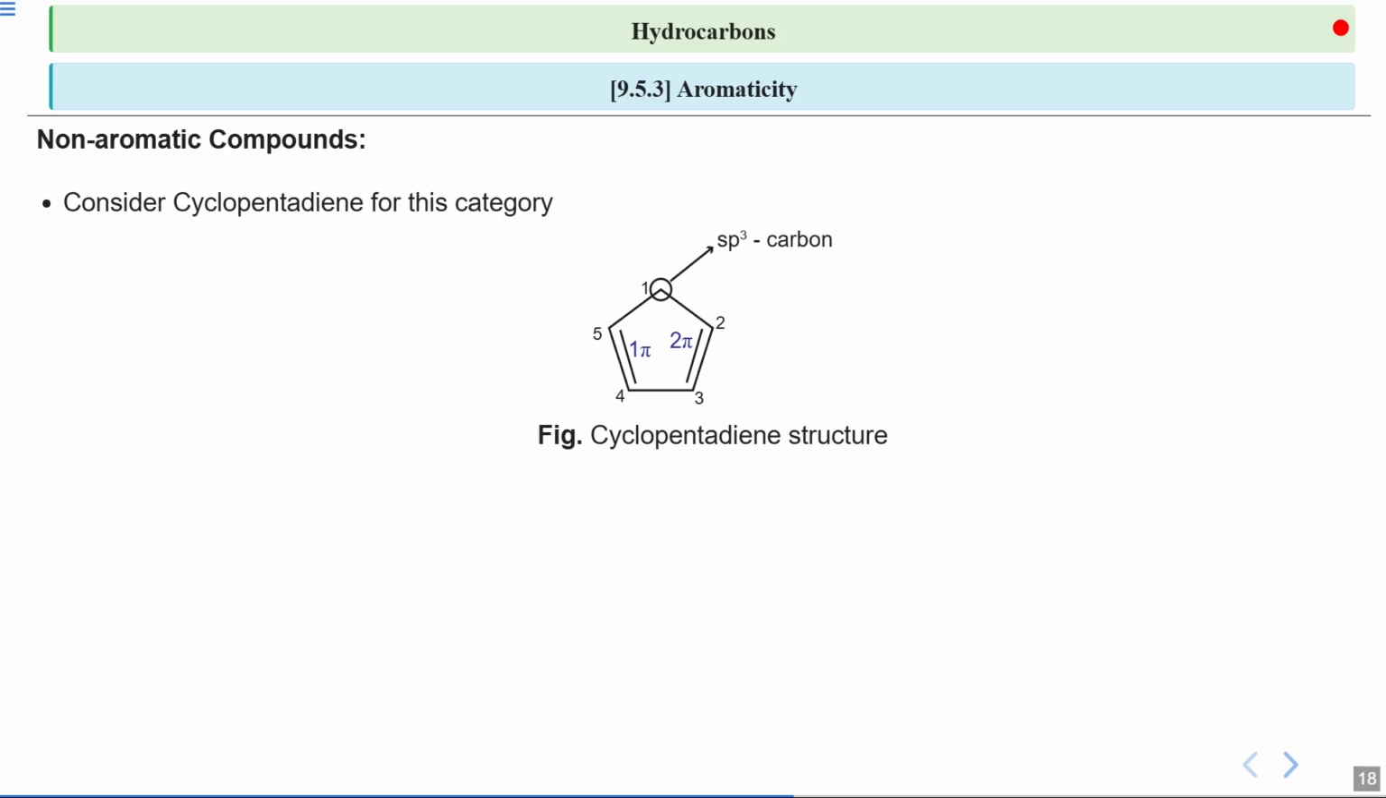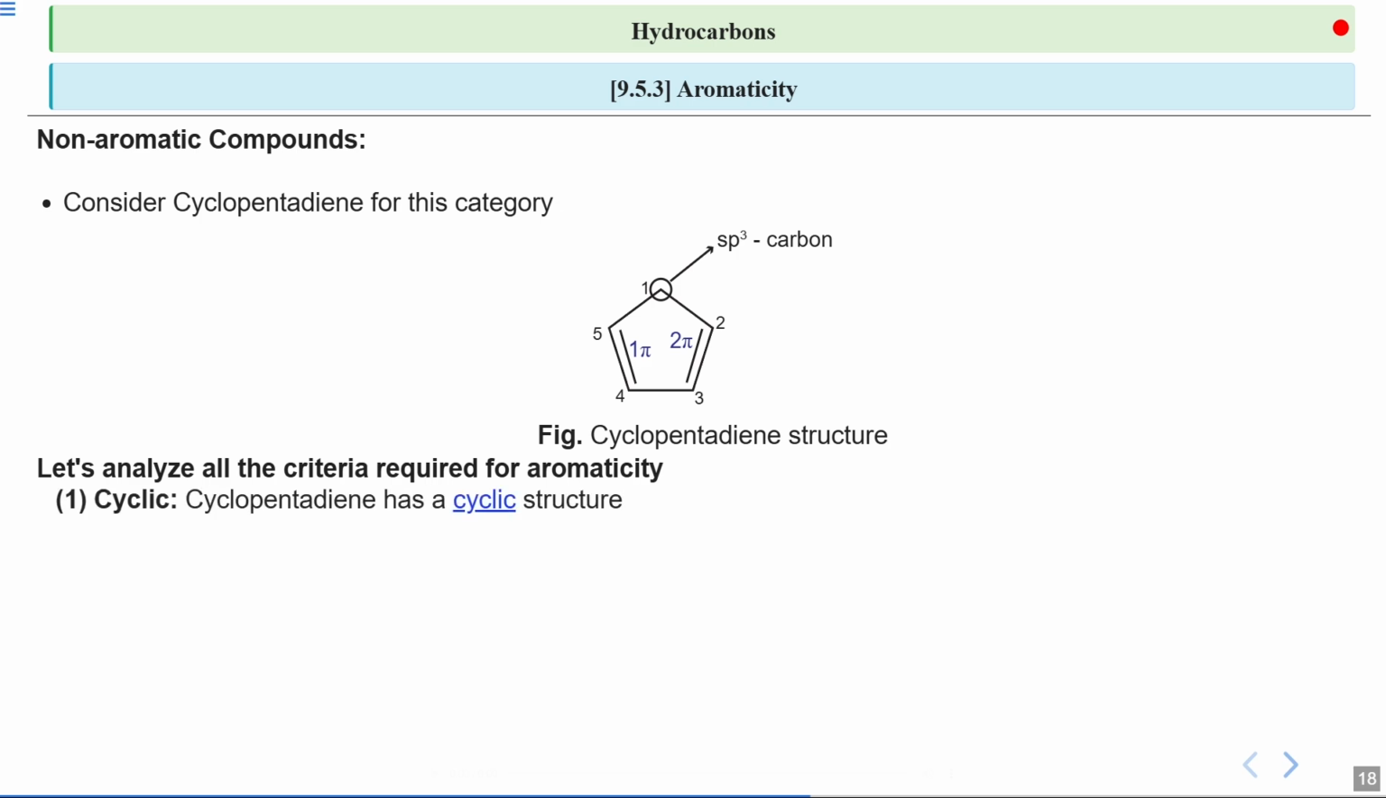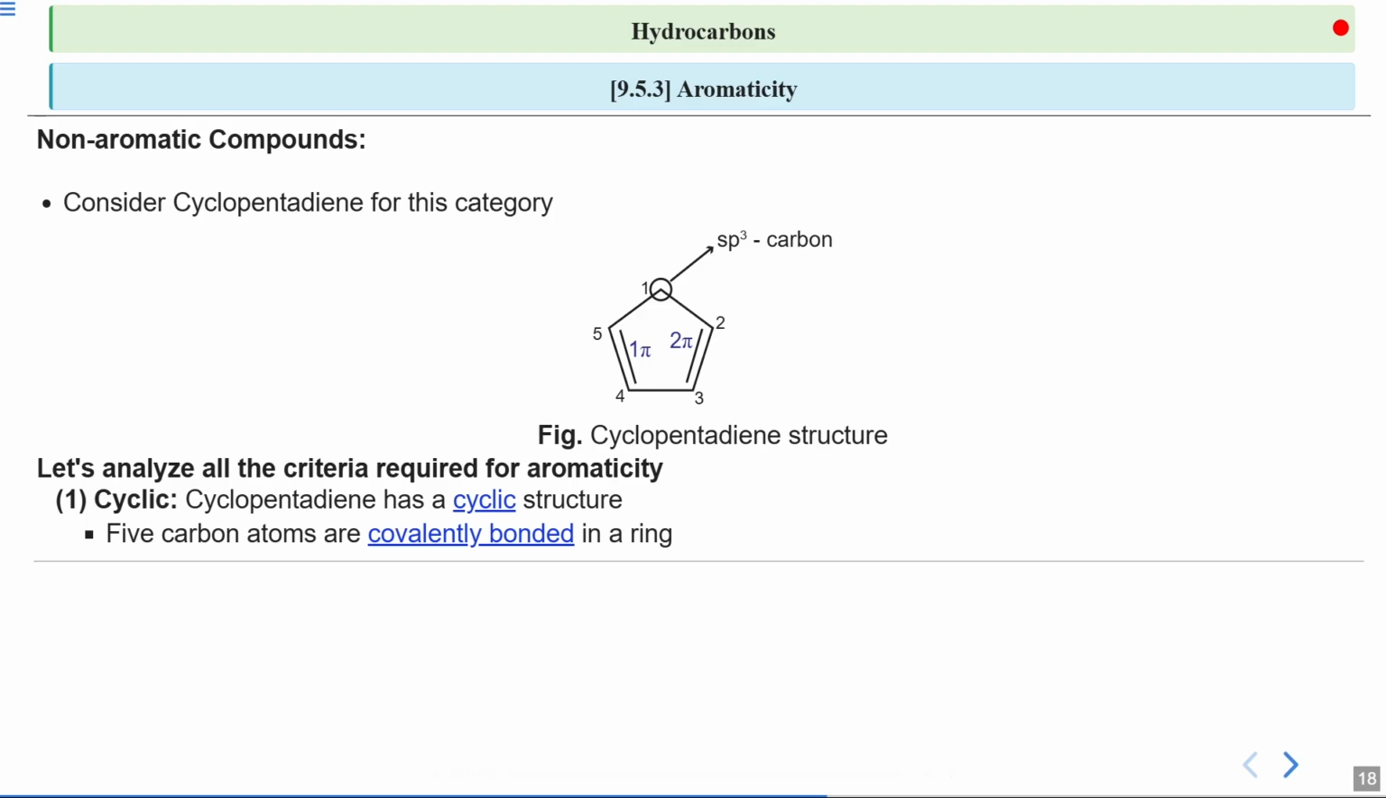So here is your cyclopentadiene. Notice its ring structure in the diagram: 5 carbon atoms joined together. This is a classic example of a cyclic hydrocarbon, but not an aromatic one. Why is it not aromatic? Let's see the criteria. First criterion is met. Your cyclopentadiene is cyclic in nature, meaning the 5 carbon atoms are covalently bonded in a ring, creating a continuous loop.